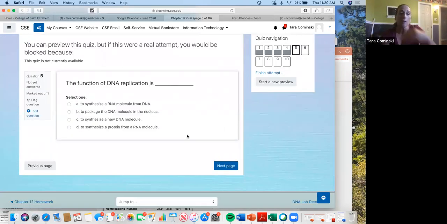Okay, the function of DNA replication is to synthesize a new DNA molecule. Remember, for DNA replication, we talked about this, right? During S phase, cells are going to replicate their DNA. So before mitosis or before meiosis, the entire genome needs to be replicated. So in replication, the cell is replicating its entire genome. Remember, that's not true for transcription, right? It's not the entire genome that's getting transcribed. It would only be a specific region of the DNA that gets transcribed. Okay.